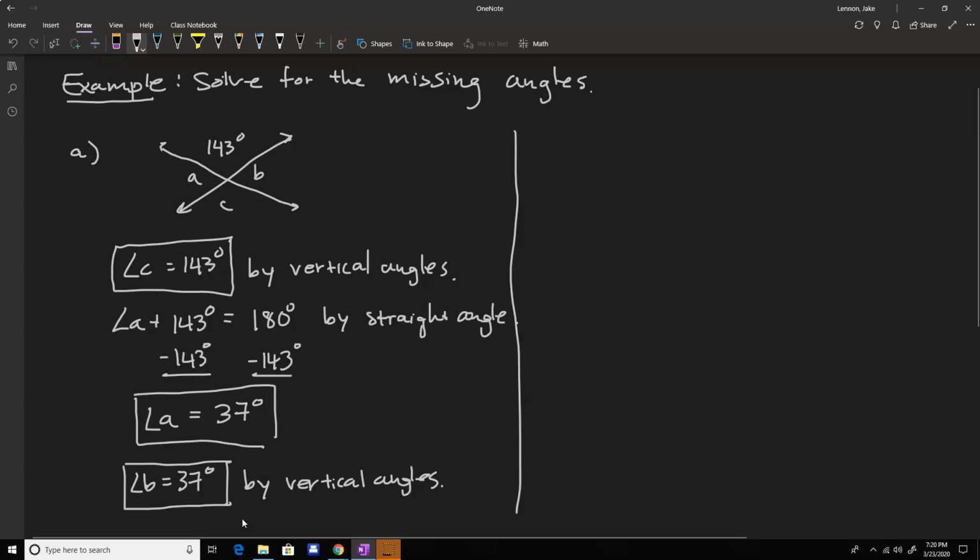So let's look at another example here. Let's look at example B. So this one is another just straight angle example, nothing too crazy. So let's say we have some angle here, and this one is 104 degrees, and we want to find the measure of angle X. So we know 104 plus X has to equal 180 by, again, the fact that they form a straight angle.